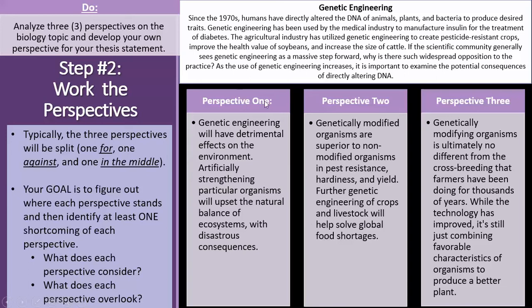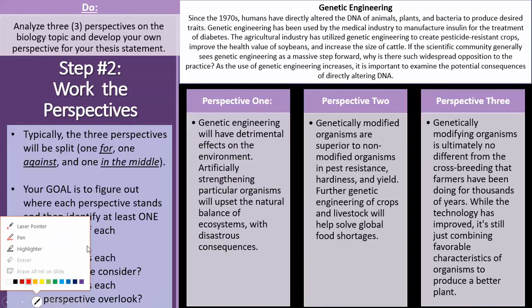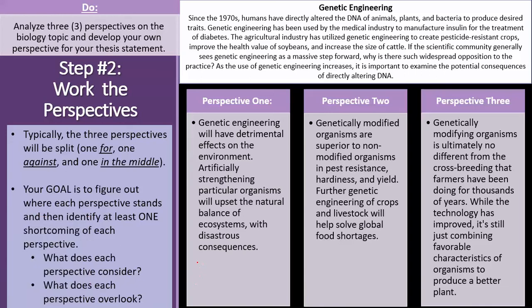So let's look at the first perspective, perspective 1. It says genetic engineering will have detrimental effects on the environment. Artificially strengthening particular organisms will upset the natural balance of ecosystems with disastrous consequences. So I would say for sure this one is going to be against. Let's get a pen here. I'm going to write that down. This one's going to be against. Okay. How about our next one?